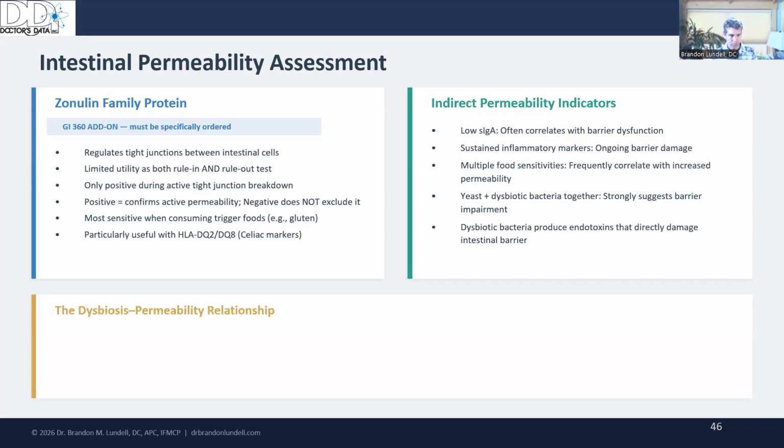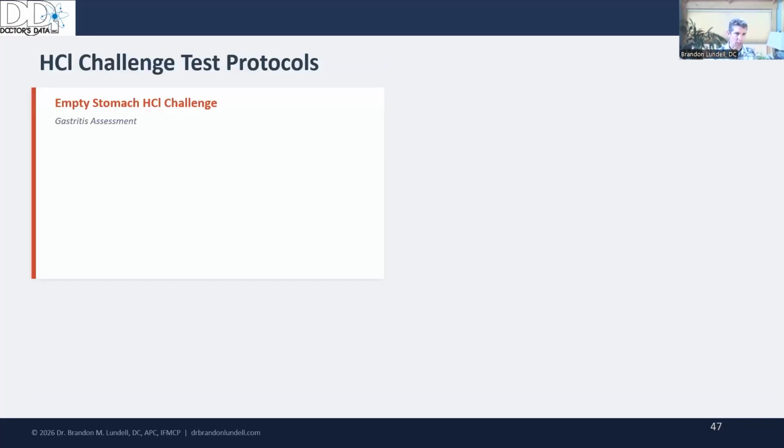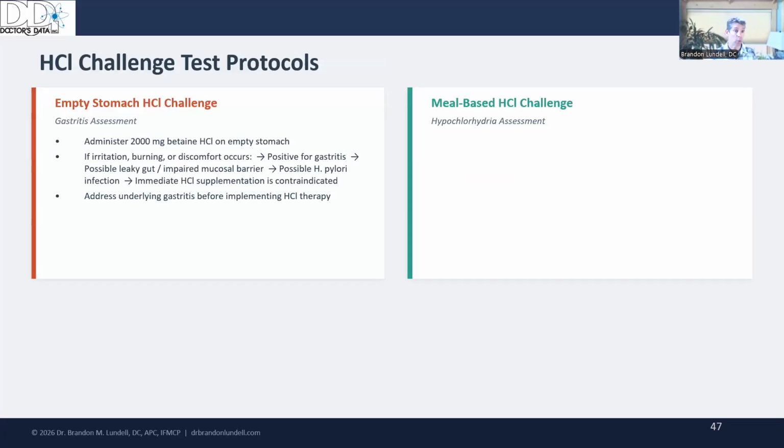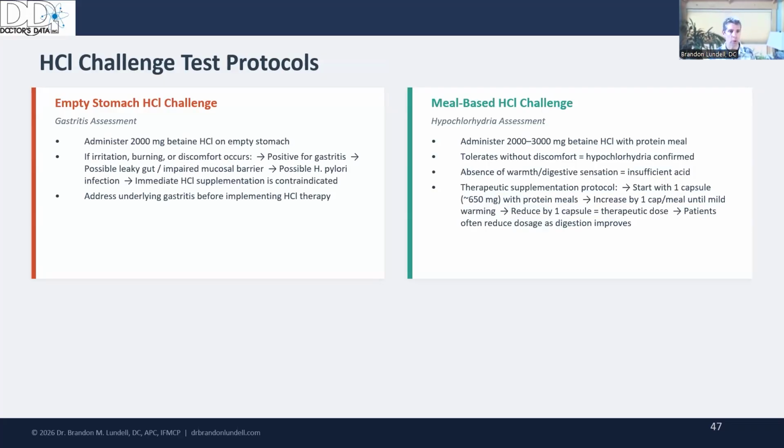Okay. All right, HCl challenge test protocols to assess whether or not someone does have low hydrochloric acid. You can go back and look at the notes here. I don't want to spend too much time on that, but sometimes we do an HCl challenge to see if they are producing enough HCl. Almost always, if someone's on a proton pump inhibitor, it's likely that they have had gastritis, and it's not that they have too much hydrochloric acid, it's that they don't have enough hydrochloric acid. So treat gastritis. And I've got gastritis protocols as well.